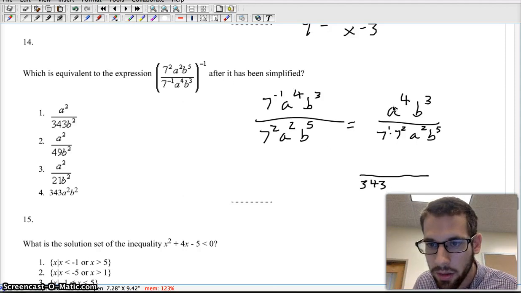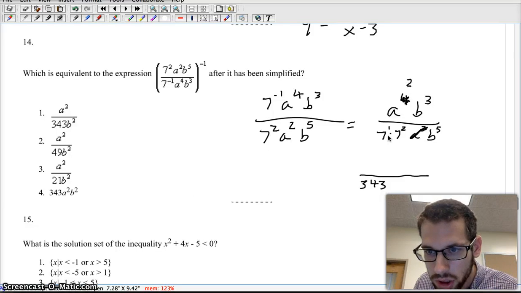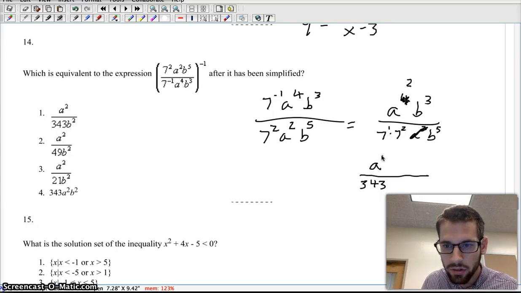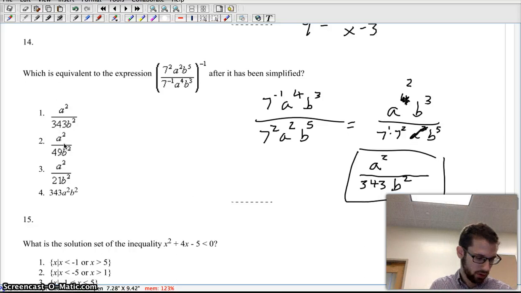Okay, now I've got a to the fourth on top, a squared on the bottom. So the 2 is going to go away, this is going to become a 2, so this is going to be a squared. And then I've got 3 b's on top, 5 on the bottom, so I'm going to wind up with 2 b's on the bottom. And this is going to be my final answer, which is answer choice number 1.